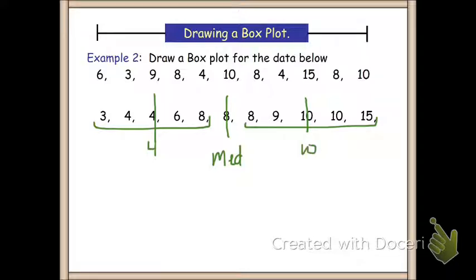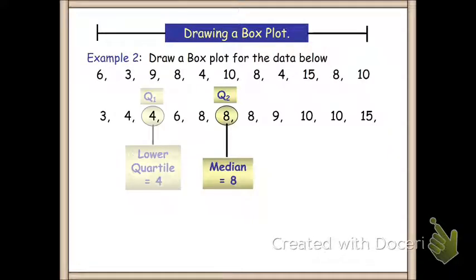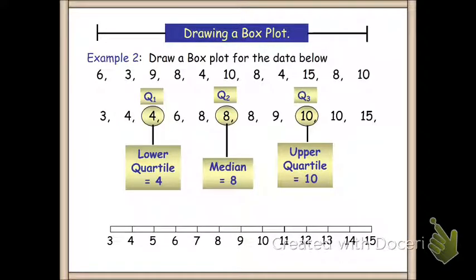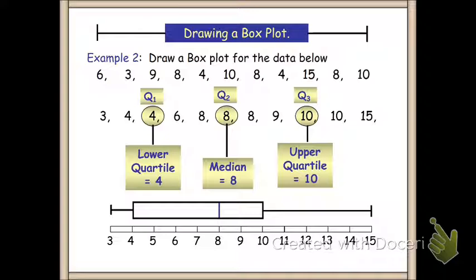So this is the upper quartile, or Q3. This is the lower quartile, or Q1. Minimum is 3. Max is 15. So let's see what it looks like when we draw it. The box goes around the 4 to 10. The line goes in at the median, reaches down to 3 and all the way up to 15.